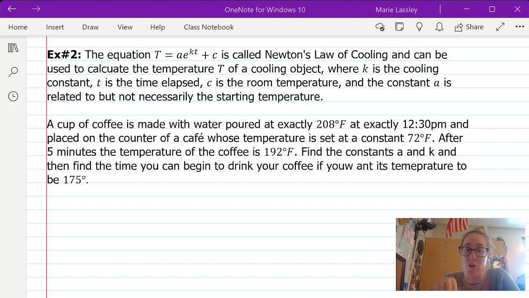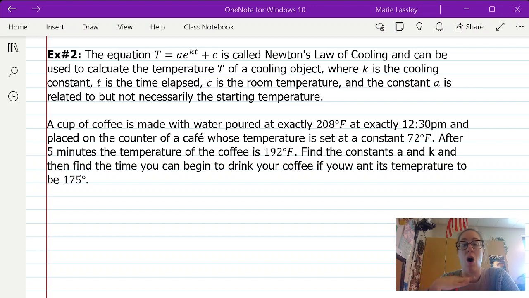The equation T equals A e to the kt plus C is called Newton's law of cooling and can be used to calculate the temperature T of a cooling object, where k is the cooling constant, t is the time elapsed, C is the room temperature, and the constant A is related to but not necessarily the starting temperature.